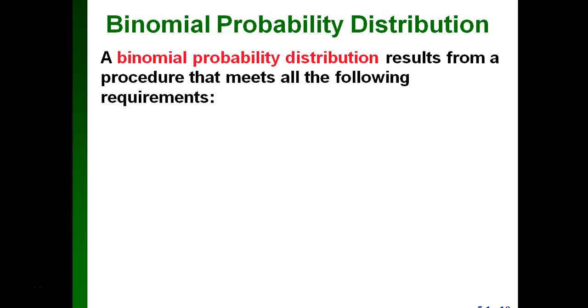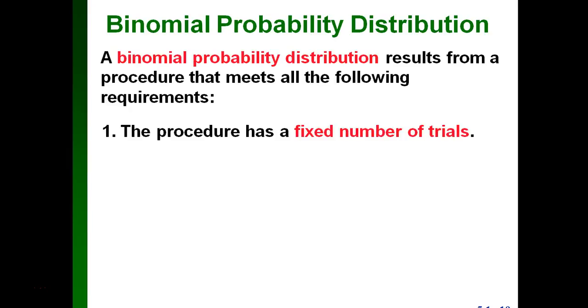A binomial probability distribution has to meet 4 requirements, and this is one of the questions on your final. It has to have a fixed number of trials, so you've got to stop eventually. You can't roll a die forever. You can roll a die 100 times, 50 times, whatever it is.